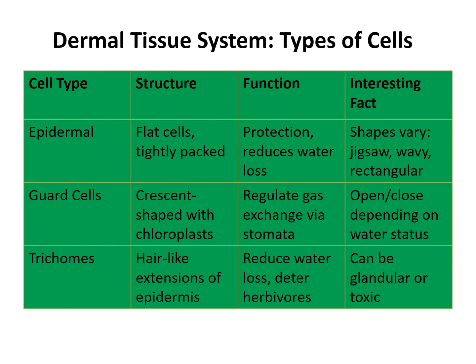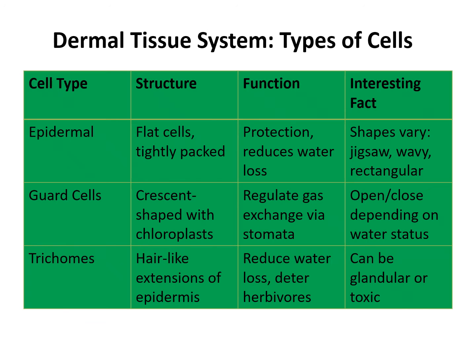Now they can be of different shapes like jigsaw, wavy or rectangular. Guard cells and trichomes, they are not actually epidermal cells, but they have specialized functions. For example, guard cells are part of stomata. They are crescent shaped and they have chloroplast. That means they can perform photosynthesis. And what is their major function? Their major function is to regulate gaseous exchange through the stomata. So they are responsible for the opening and closing of the stomata, depending on the turgor pressure.